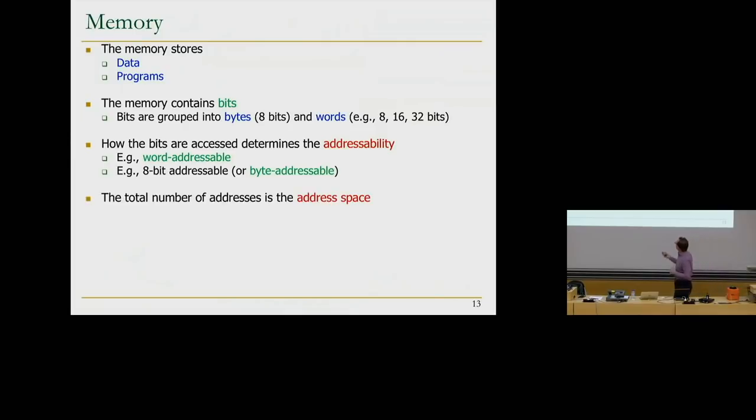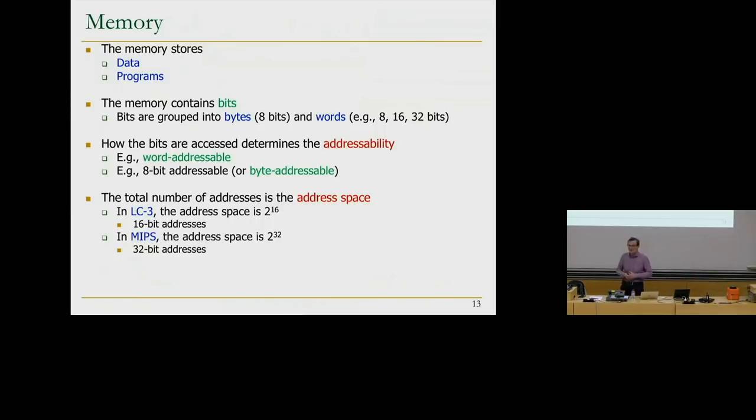And the total number of addresses is the address space, how many addresses you have in the machine. And that's really specified by how long your address register is, if you will. So in LC3, the address space is defined to be 2 to the 16. It's a little computer. It's instructional, that's why it's so small, right? 2 to the 16 is not that big. And in MIPS, the address space is 2 to the 32. That's a more realistic machine. So it's 32-bit addresses. It's byte addressable, so you can imagine that it's 4 gigabytes. But it's even small today, right?